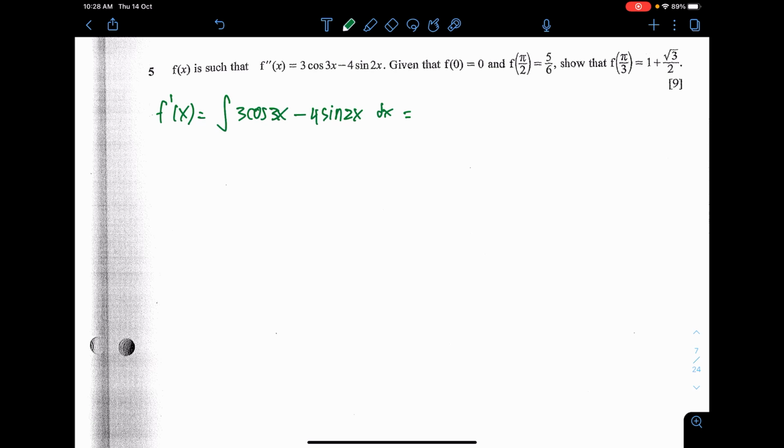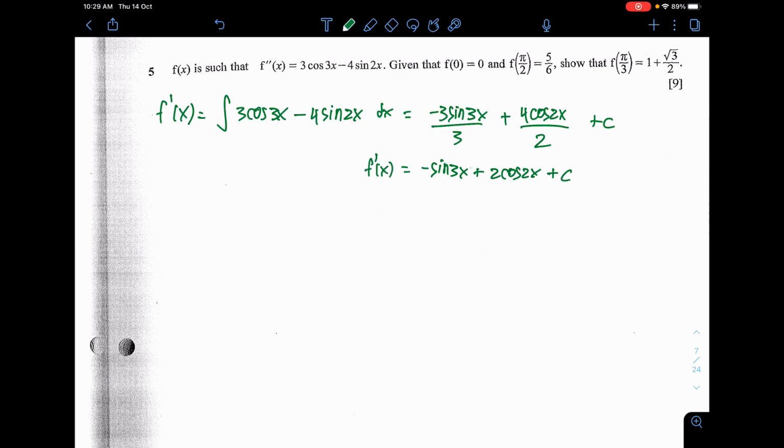So then cosine is a negative sine. Don't forget to divide by 3. Sine is from cosine. Oh, but you need to make it plus then. Okay, and then divided by 2 also, plus c, which is negative sine 3x plus 2 cosine 2x plus c. Okay, leave the c alone. I cannot do anything yet for now.